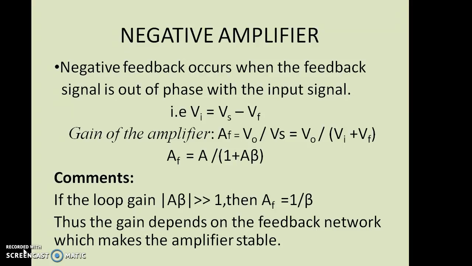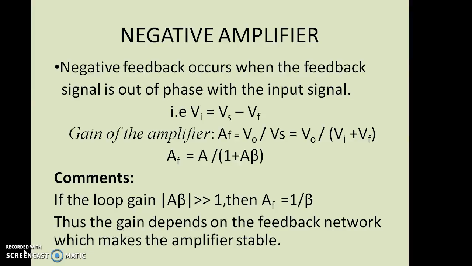Second type is negative feedback. Negative feedback occurs when the feedback signal is out of phase with the input signal. That is, Vi is equal to Vs minus Vf. Now, the gain of the amplifier becomes AF is equal to V0 by Vs. Since Vs is equal to Vi plus Vf, the final equation is AF is equal to A by 1 plus A beta.